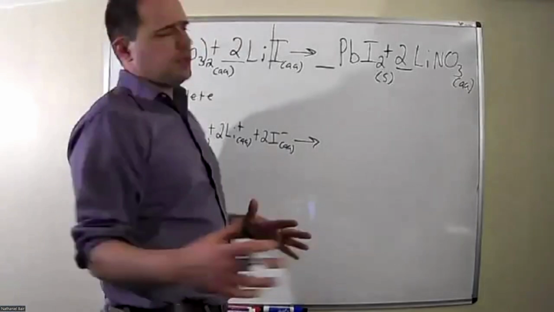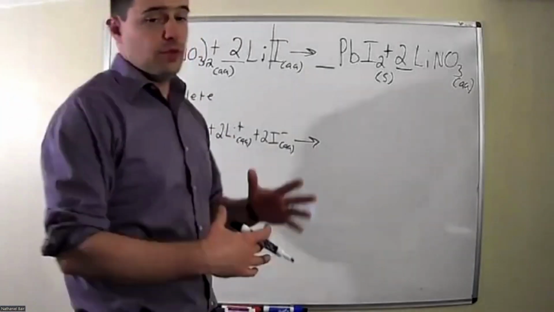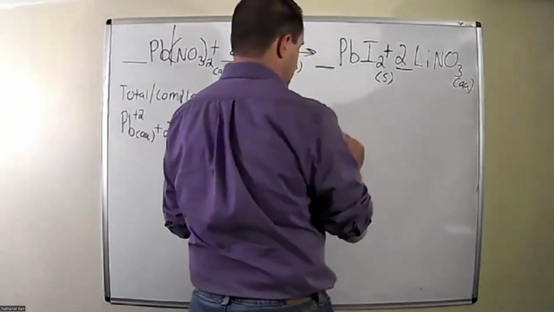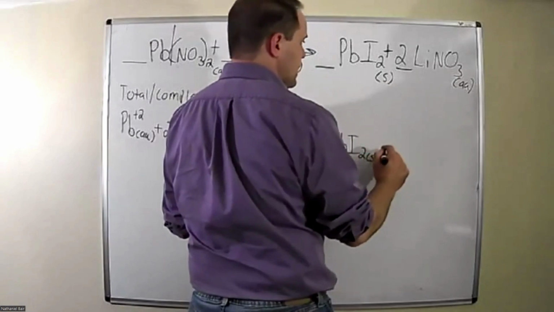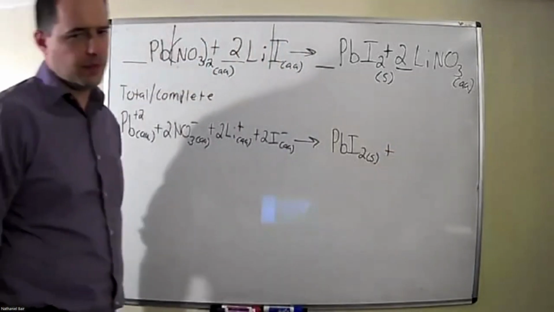Now we come over here, and this is where you can't get breakup happy. You got to keep the solid together. Do not break the solid apart. So lead(II) iodide, that stays together. That's insoluble. That does not get dissociated. So you leave that one together.